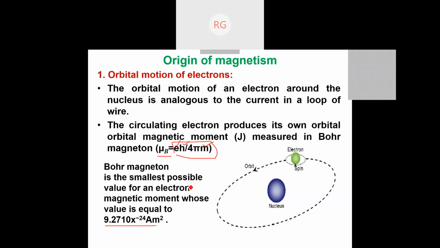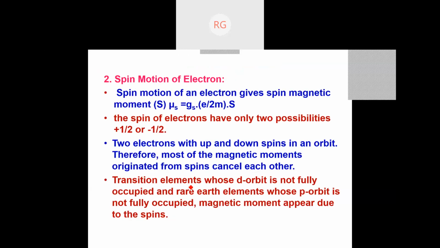And the next reason we will see is the spin motion. As the electron is spinning, this is the nucleus, and this is the electron, in addition to orbiting around the nucleus, it also spins. As the charge is spinning, the spin charge will have a spin angular momentum, and that spin angular momentum is responsible for giving magnetic nature to the substance. So every substance also will have electrons orbiting around the nucleus and also spinning about their axis.